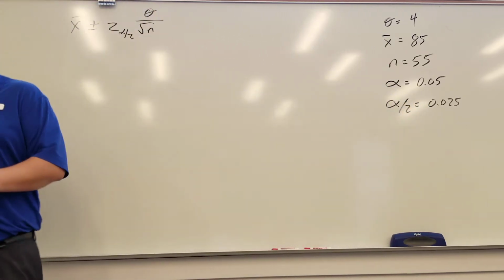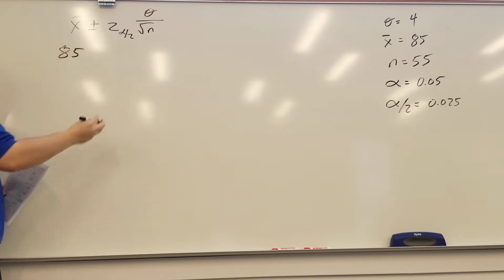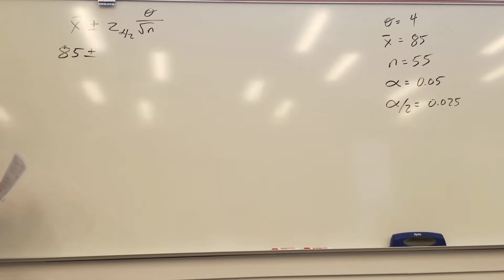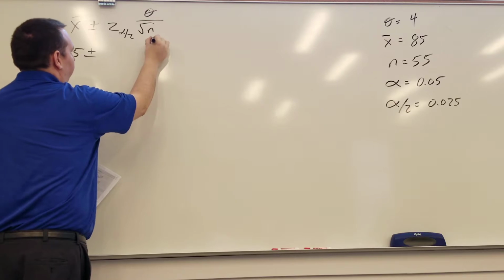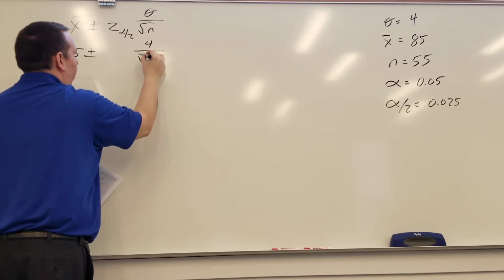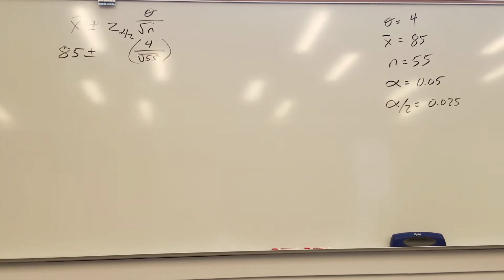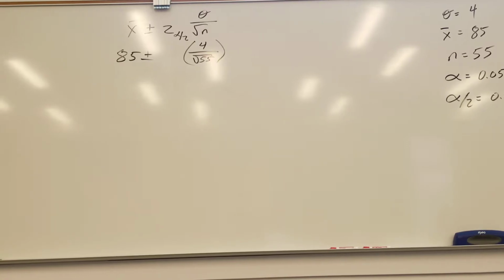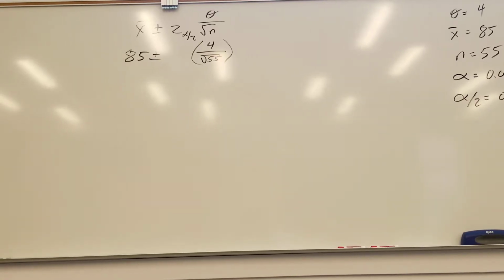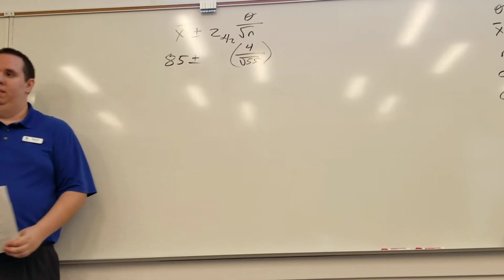So now we can just plug stuff in, right? So our X bar, that's 85, plus or minus our z-score, so we'll find our z-score, but we can fill in the rest of this. So 4 over the square root of 55. So now we just need to find this z-score. We need the z-score for alpha divided by 2. We know that alpha divided by 2 is 0.025. How do we find this z-score?